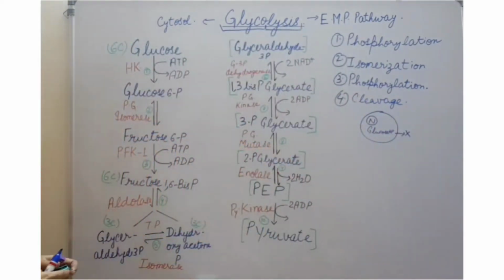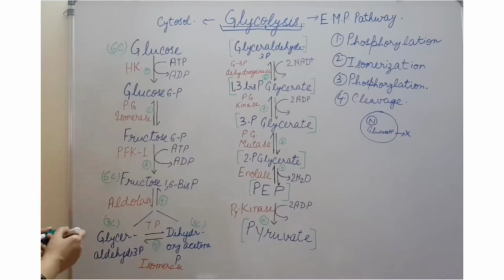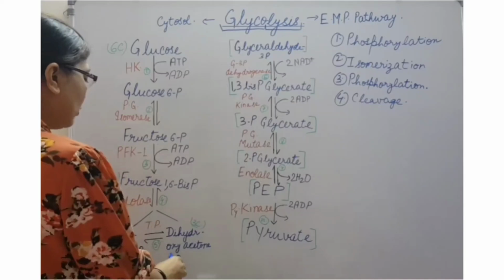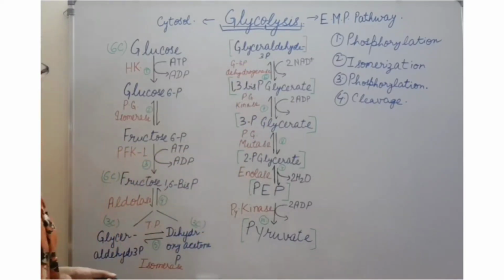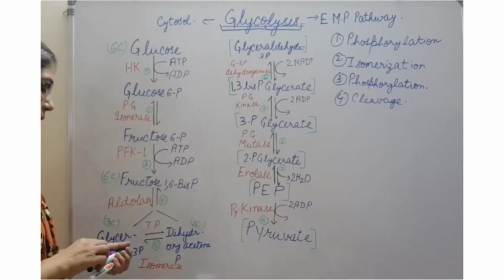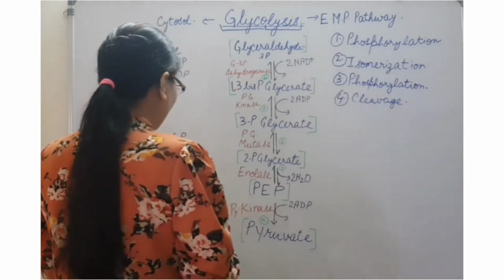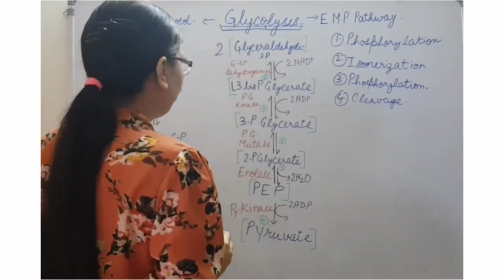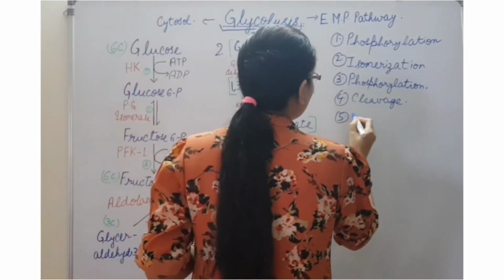Glyceraldehyde 3-phosphate and dihydroxyacetone phosphate are interconvertible, catalyzed by the enzyme triose phosphate isomerase. This glyceraldehyde 3-phosphate proceeds through the further steps immediately, but dihydroxyacetone phosphate cannot proceed through these steps. First of all, it is converted into glyceraldehyde 3-phosphate and then this goes into the further steps. So now we have two molecules of glyceraldehyde 3-phosphate, and the fifth step is the isomerization step.